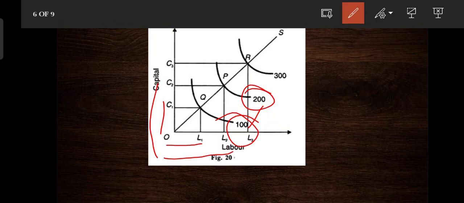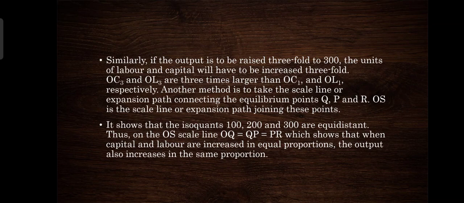Okay, at the same time, we are increasing this in a proportionate manner. That is, if one is doubled, the other is also doubled. That is, when input is increased by the same proportion, output is also increased by the same proportion. Okay, clear? So, similarly, if the output is raised to 300, that is, we had already seen the output being 100, and it is increased to 200, and later to 300. Then the units of labor and capital will be raised threefold. That is, OC3 and OL3 are 3 times larger than OC1 and OL1 respectively.